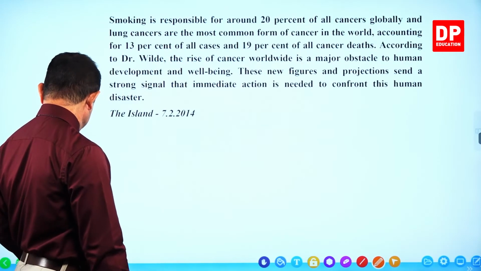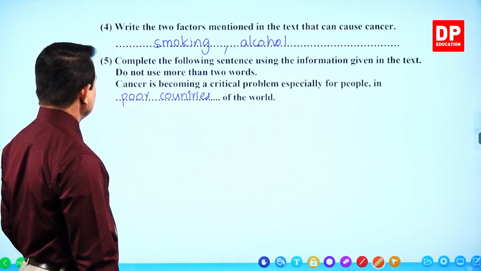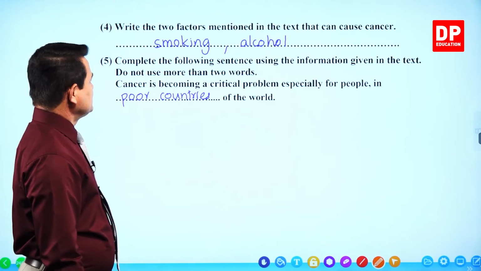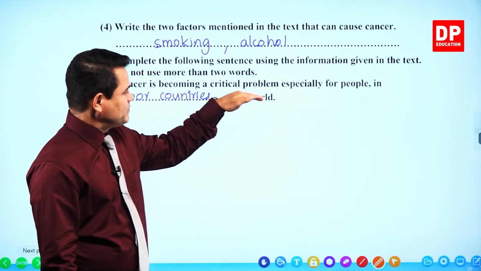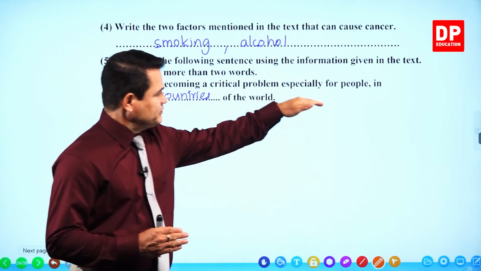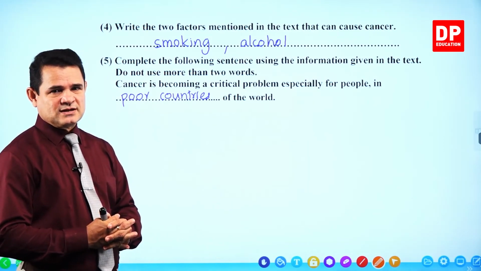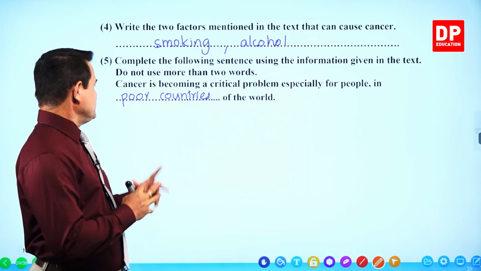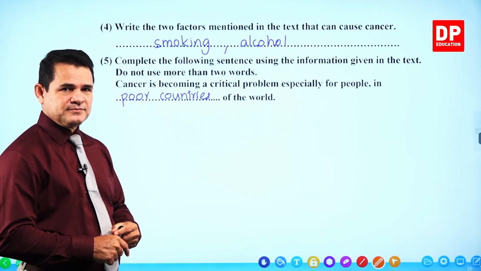And also for this one, and this one, now cancer is becoming a crucial problem. We read there ලොකු ප්‍රශ්නයක් වෙනවලු විශේෂයෙන්ම මේ රටවල් වලට. මොන රටවල් වලට? විශේෂයෙන්ම දුප්පත් රටවල් වලට තමයි මේක ප්‍රශ්නයක්. So then you can say poor countries of the world.